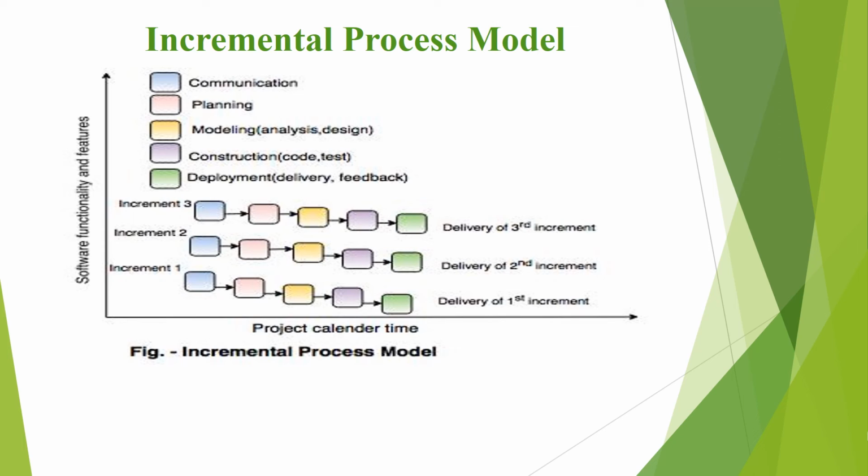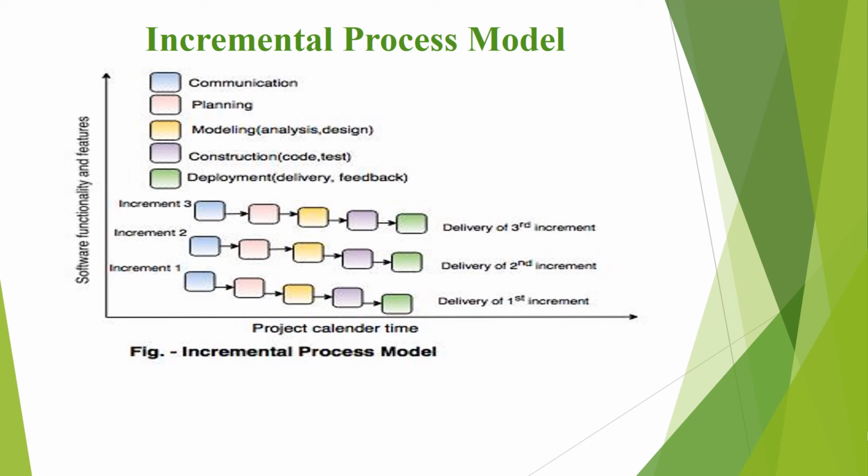When an incremental model is used, the first increment is often a core product. You can see in the figure that increment 1 produces the deliverable first, that is the core product. That is, basic requirements are addressed, but many supplementary features, some known, others unknown, remain undelivered. The core product is used by the customer or undergoes detailed evaluation.